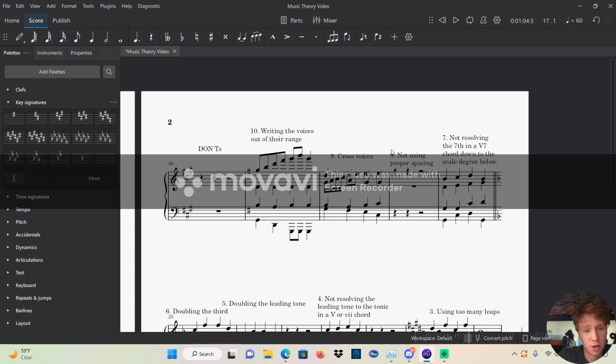Now, second page we have the don'ts. So this is pretty hideous. So number 10, writing parts out of their range.